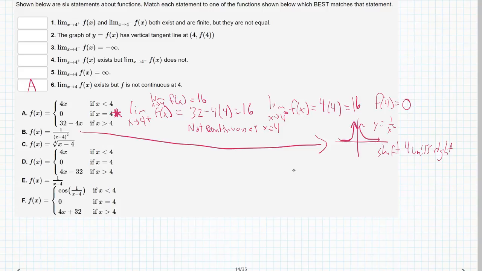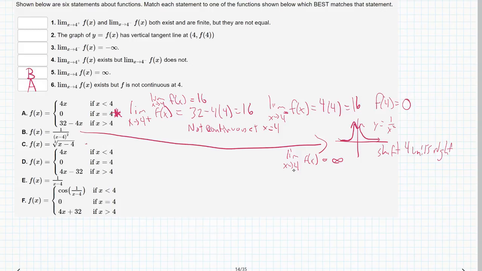Okay, so that means rather than having to do the left and right hand limits, we have the limit as x approaches 4 of f of x. If we shift that 4 units to the right, it will be positive infinity. Okay, questions on that part? So notice that does satisfy number 5. Let's see, does it satisfy any other conditions? No. So looks like B is number 5.